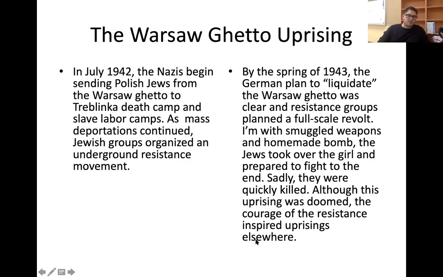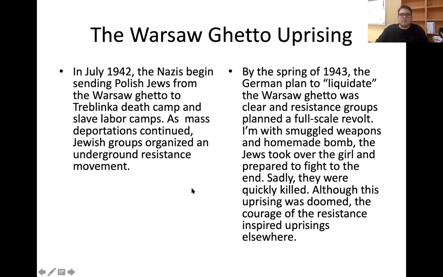So, the Warsaw Ghetto Uprising. In July of 1942, the Nazis began sending Polish Jews from the Warsaw Ghetto to Treblinka death camp and slave labor camps. As mass deportations continued, Jewish groups organized an underground resistance movement. By the spring of 1943, the Germans planned to liquidate the Warsaw Ghetto, and resistance groups planned a full-scale revolt.